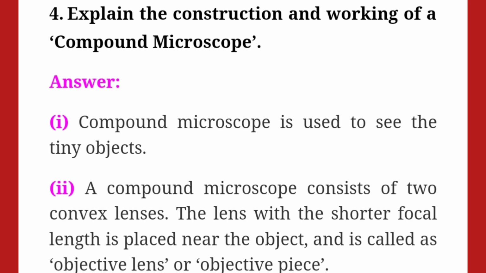Fourth question, explain the construction and working of a compound microscope. First point, compound microscope is used to see tiny objects. Second point, a compound microscope consists of two convex lenses. The lens with a shorter focal length is placed near the object and is called the objective lens or objective piece.